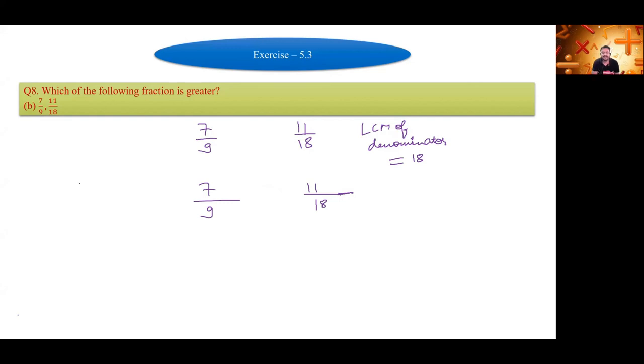Okay, you find it that way. I have no problem. But what I am going to tell you will save your time. Now tell me, 9 aur 18 mein bada kaun sa hai? 18 bada hai. To 18 se 9 divisible hai. That's why 18 is the LCM. Okay. 18 se 18 bhi divisible hai, 9 bhi divisible hai. So that's why 18 is the LCM.